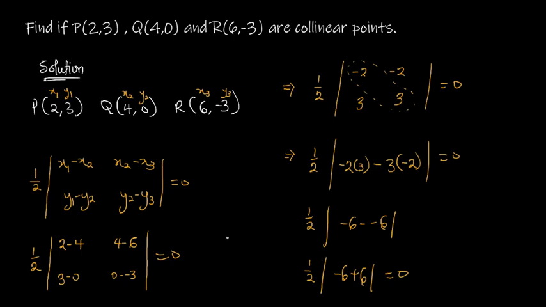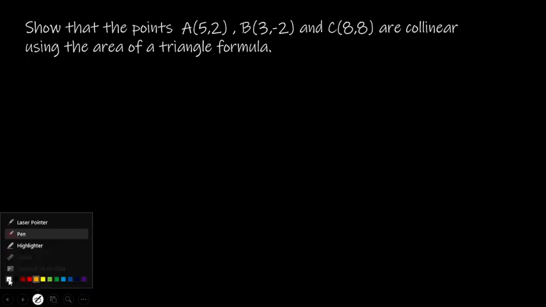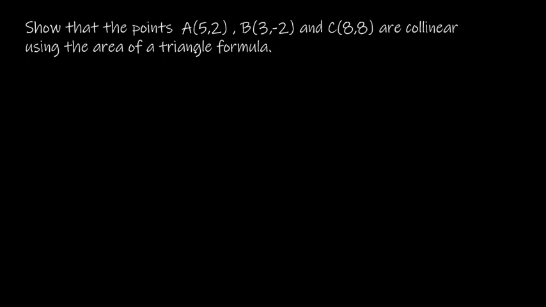And so because after solving everything over here we get 0, it therefore means that the points P, Q, and R are collinear. They are collinear since the area is equal to 0, since the area of the triangle is equal to 0. Alright, so let's have a look at another example to further understand what we are talking about. So we are to show that the points A, B, and C are collinear using the area of a triangle formula. Alright, so let's write down our solution.